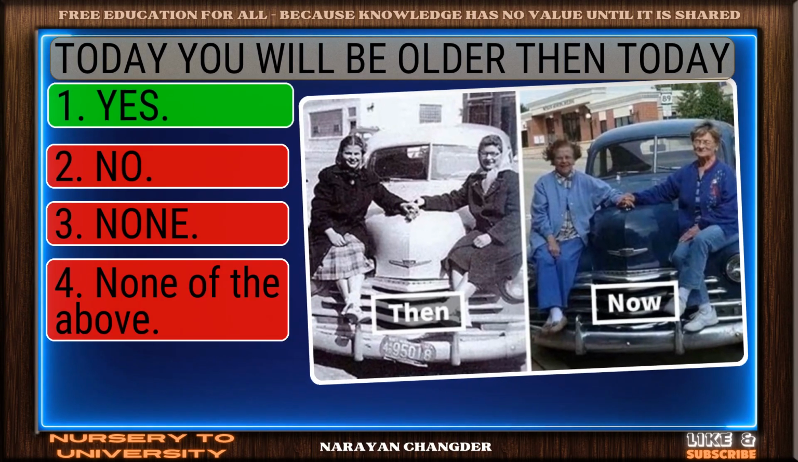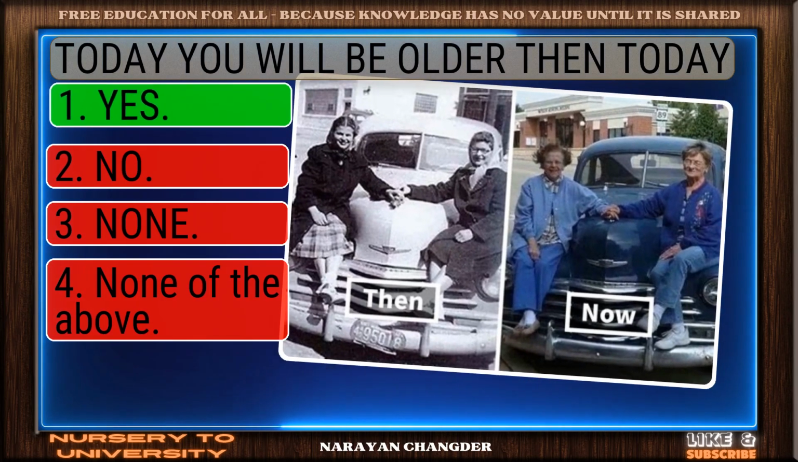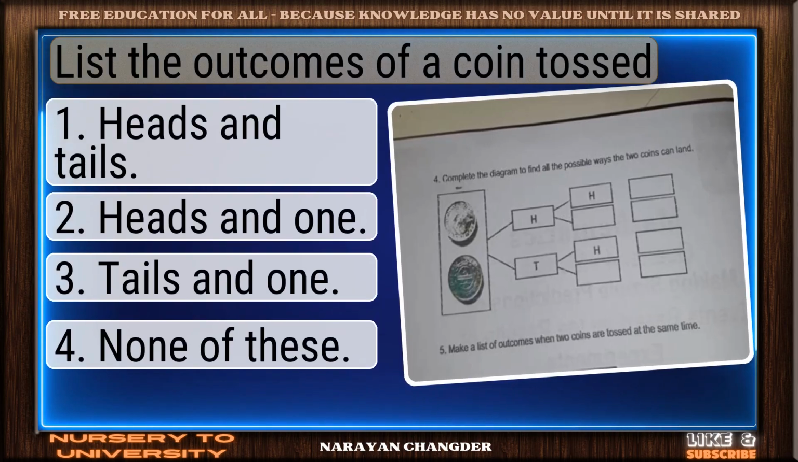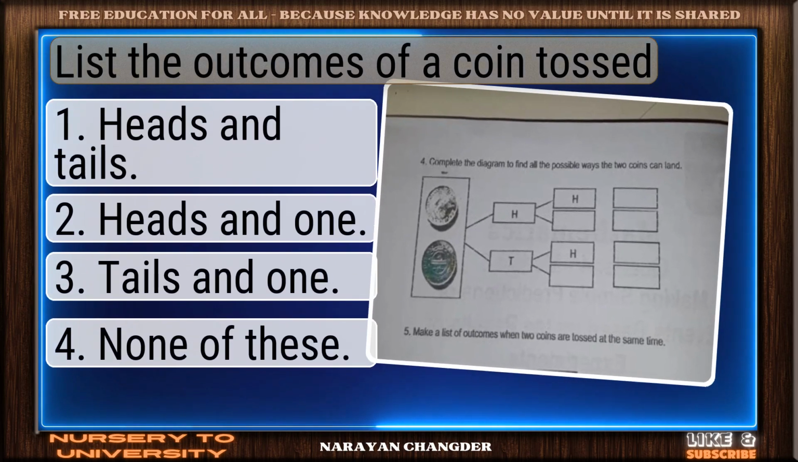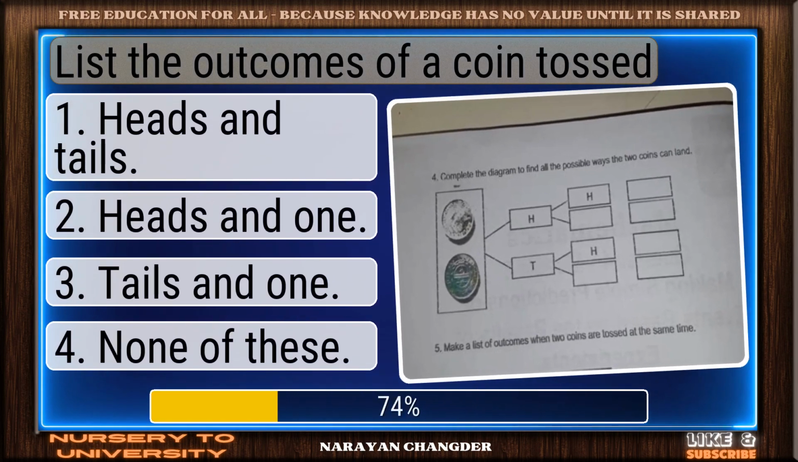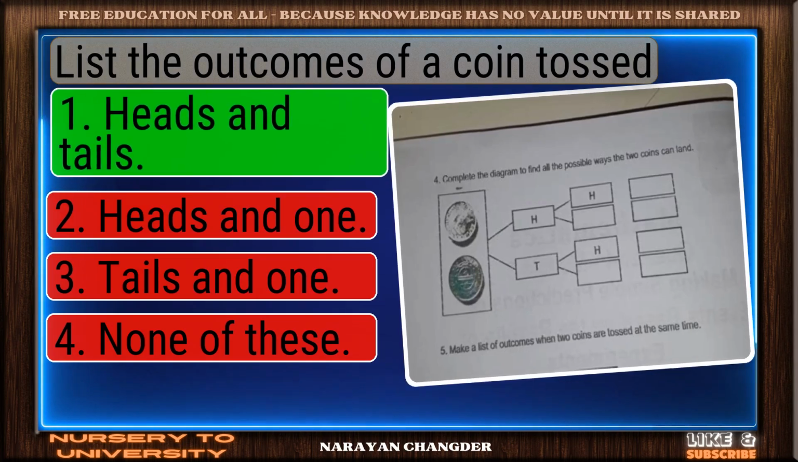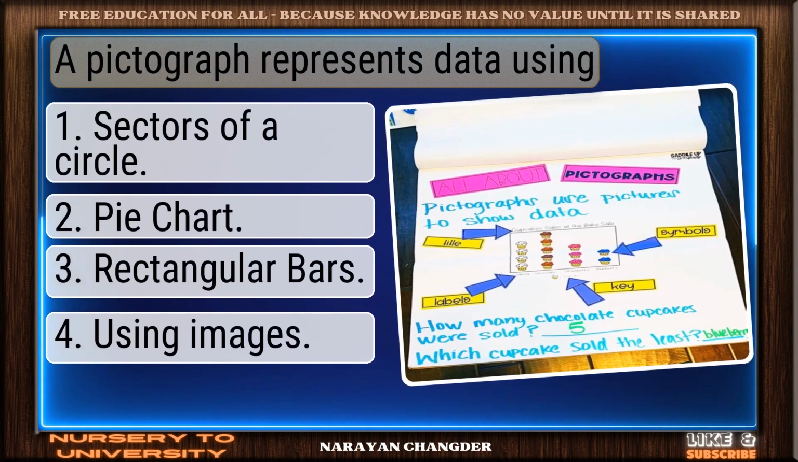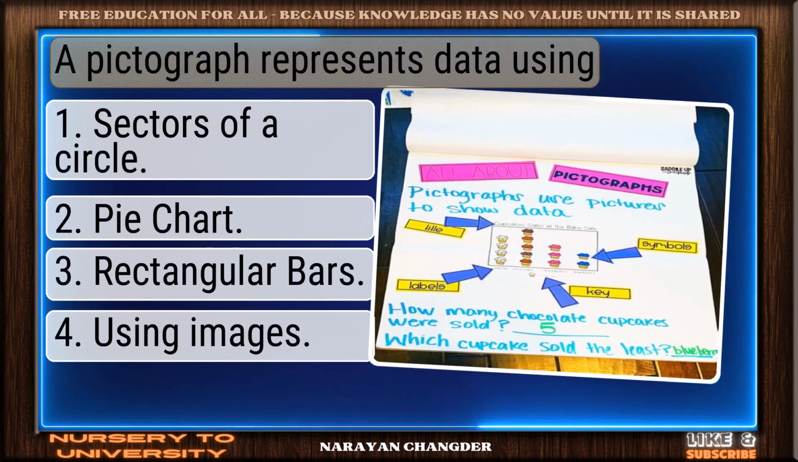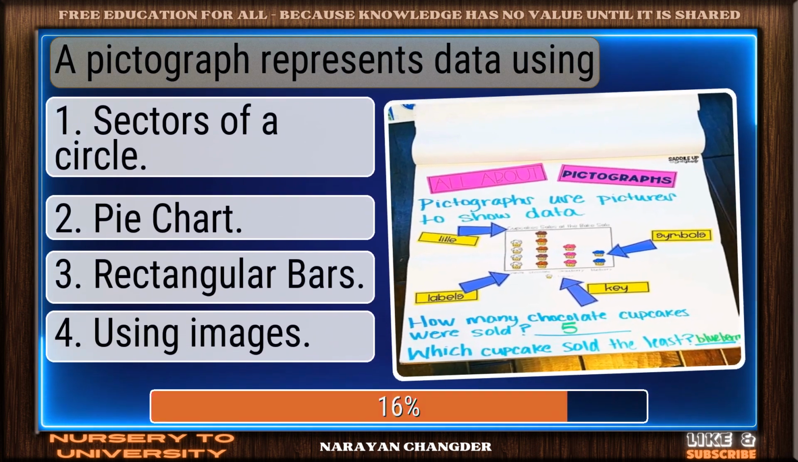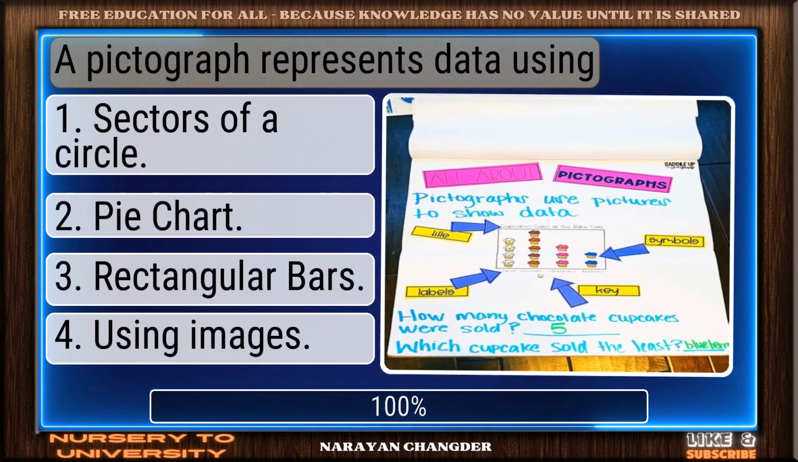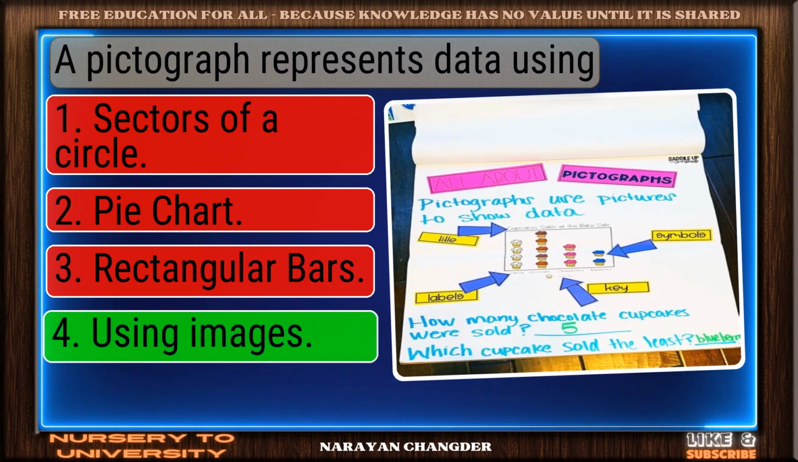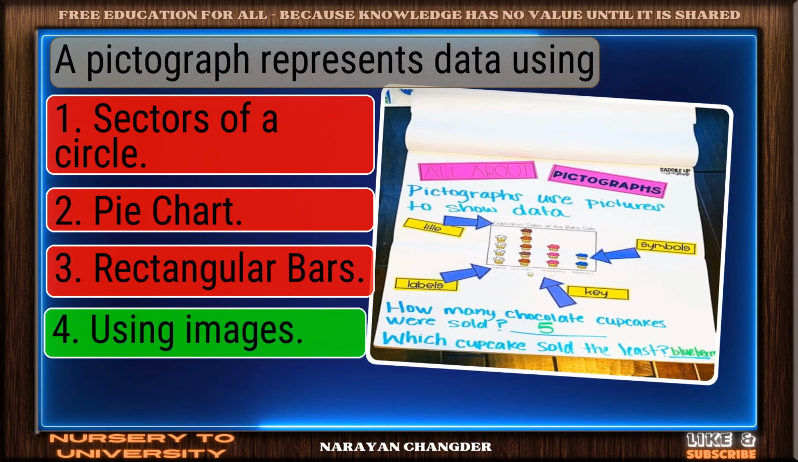Well reasoned. Yes is the correct choice. Question number 252. List the outcomes of a coin toss. Well picked. Heads and tails is the correct answer. Question number 253. A pictograph represents data using? Great job. Using images is the accurate answer.